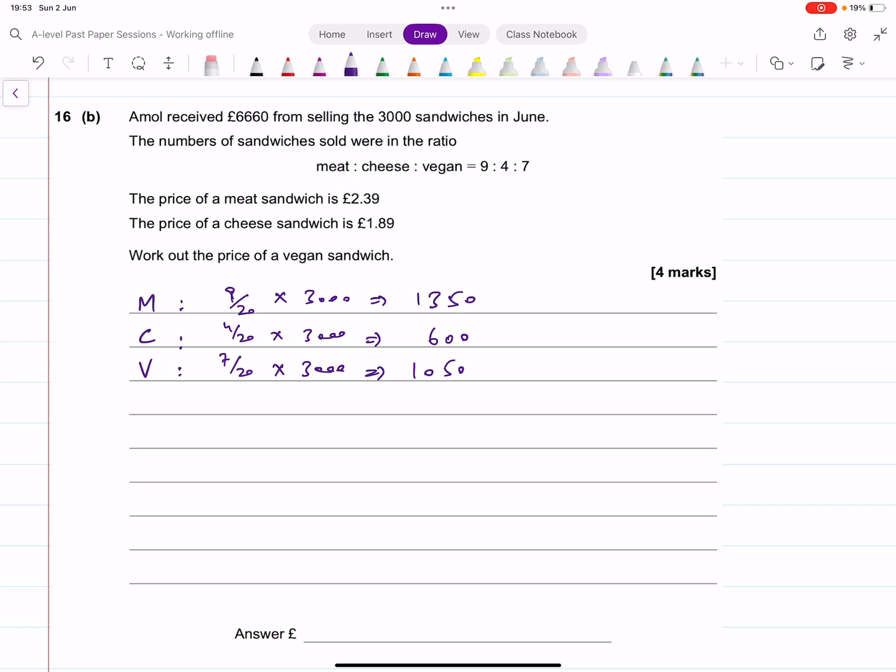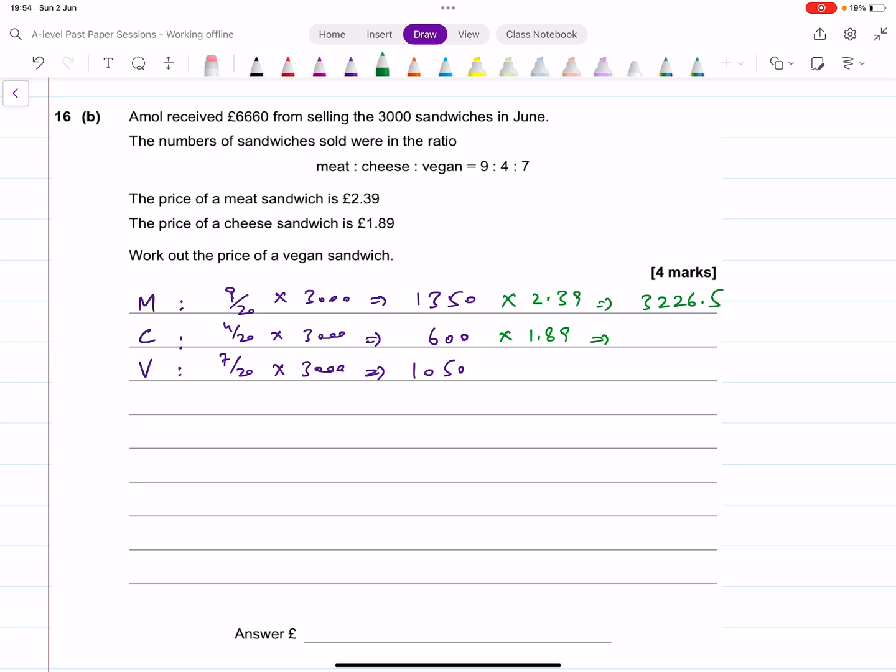Can we figure out the total amount that she received from meat and cheese sandwiches now? We can, because we know the total number of meat sandwiches, that is 1,350. If we multiply that by 2.39, that's going to give us the total amount she received from the meat sandwiches. Let's figure this out. 1350 into 2.39, that's giving me 3226.5.